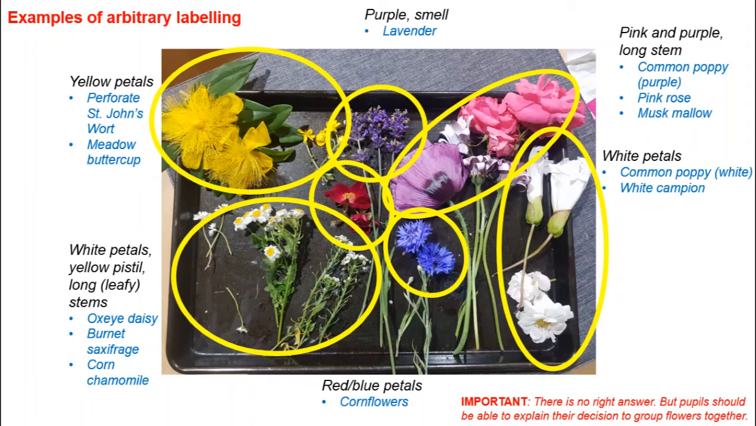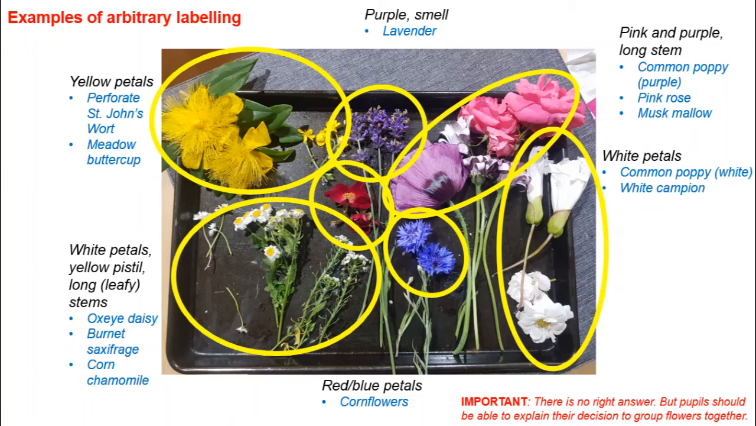For example, are they grouped because they are the same species, or similar colours, or they have the same petal or pistil pattern, or a similar smell, and so on. The image on the screen shows an example of how pupils might decide to separate their flowers into groups. Afterwards, pupils can share with the rest of the class.